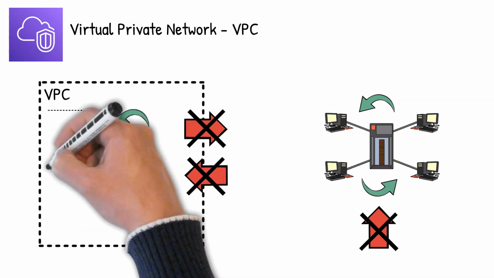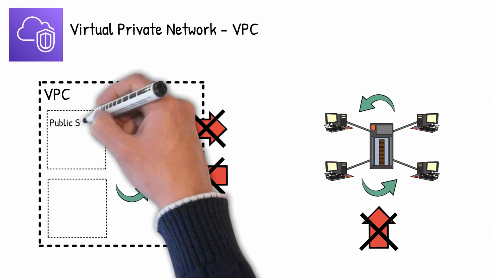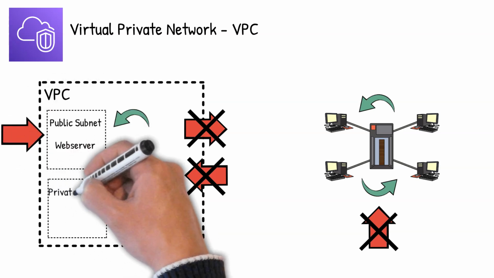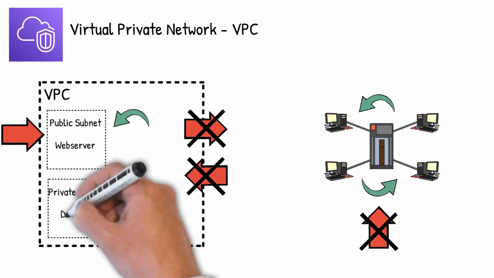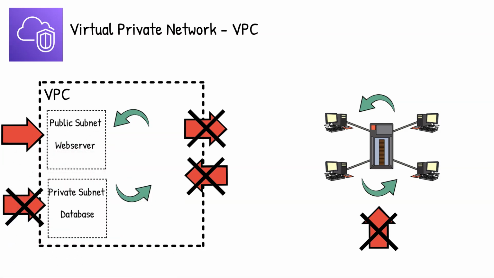We can also create subnets within our VPC, which can be either public for resources like web servers or private for resources like databases, which will restrict all external traffic.